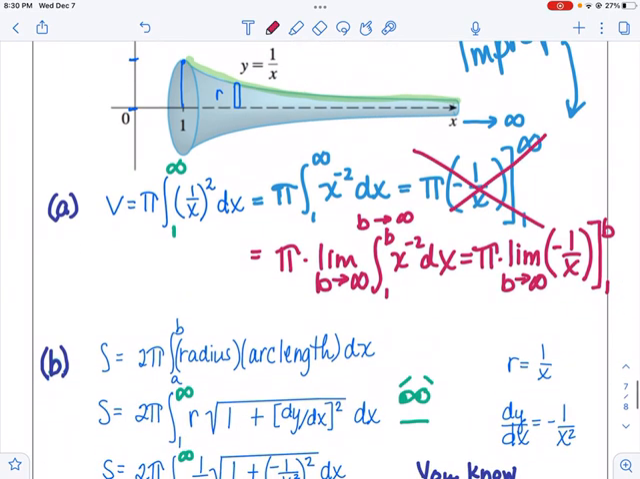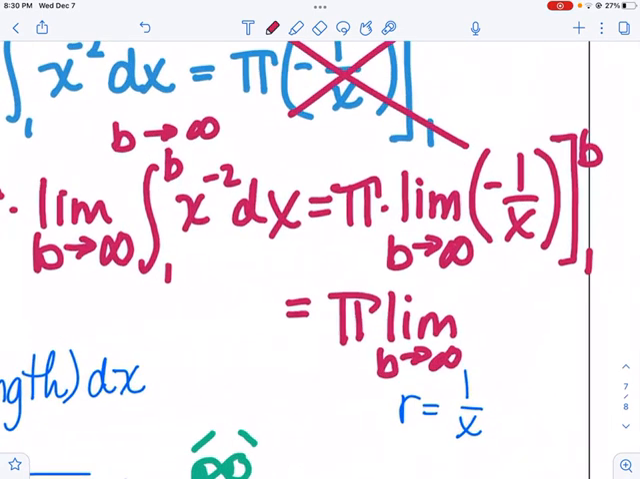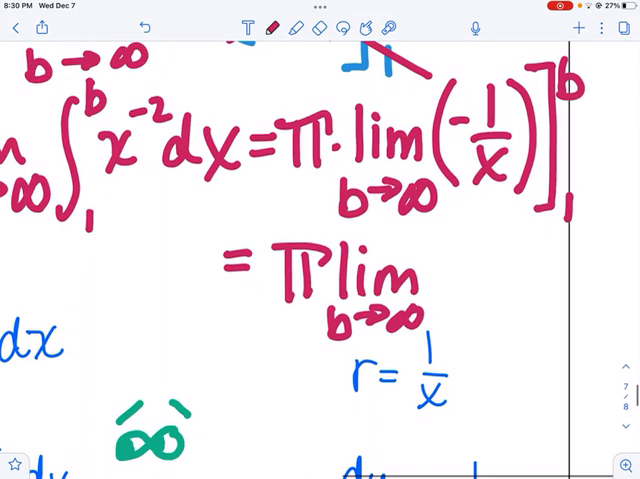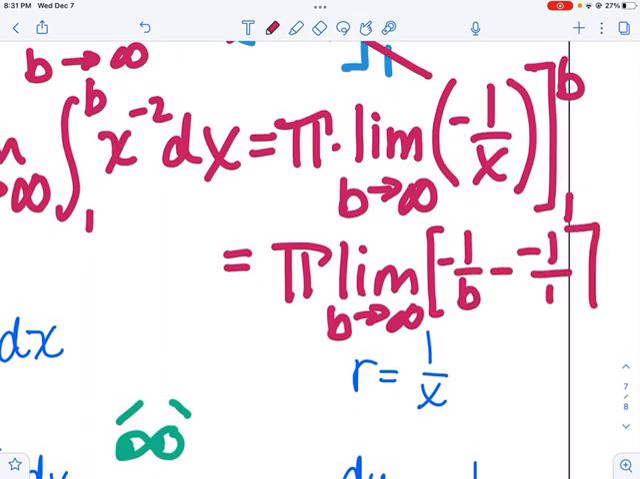Now, if you do that, you see that you're going to get the following. You're going to get pi times the limit as b goes to infinity of this kind of an expression. You get -1 over b, putting that in first, right? Minus a -1 over 1, like so.